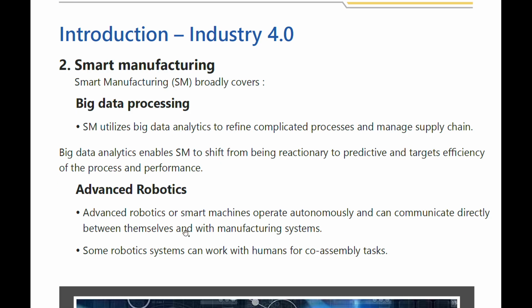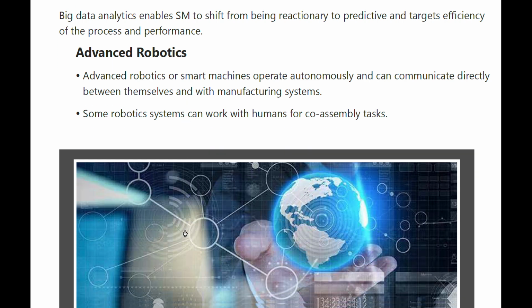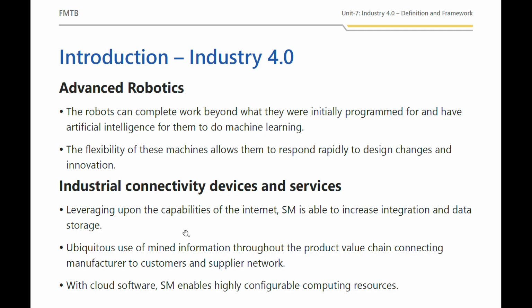So with that, we want to talk about some big data processing. Big data analytics is also defined as a complicated process when you're managing your supply chain, and big data enables you to shift from reactive to predictive targets, for a more efficient process and performance. Some robotics, as you mentioned, with smart machining operating autonomously, can also communicate directly with themselves and manufacture some of the systems themselves. So robotic systems can also work with humans and co-assemble the task itself.